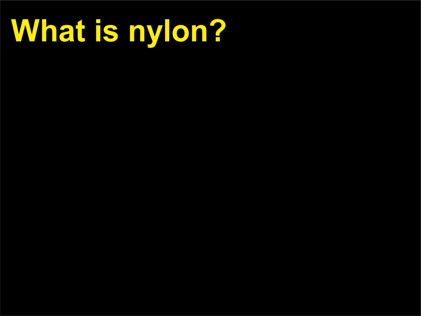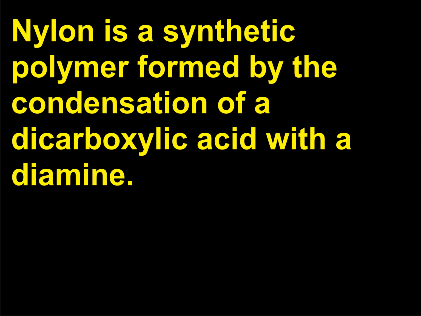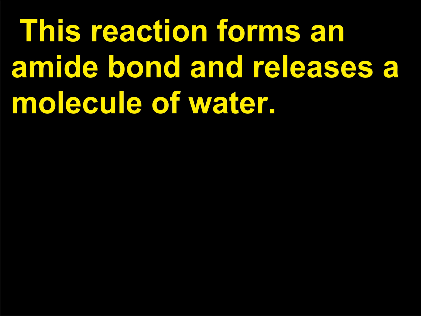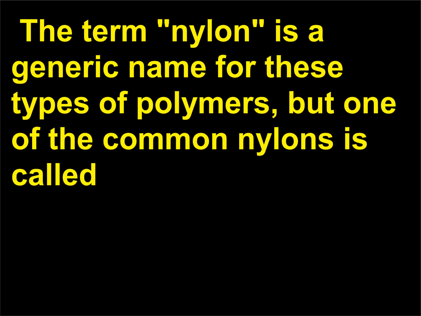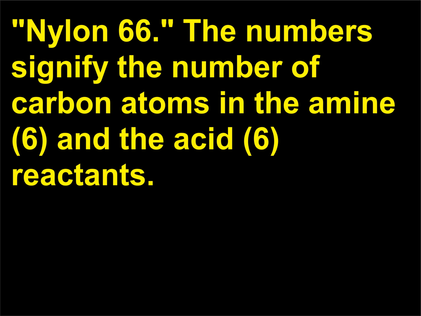What is nylon? Nylon is a synthetic polymer formed by the condensation of a dicarboxylic acid with a diamine. This reaction forms an amide bond and releases a molecule of water. The term nylon is a generic name for these types of polymers, but one of the common nylons is called nylon 66. The numbers signify the number of carbon atoms in the amine, 6, and the acid, 6, reactants.